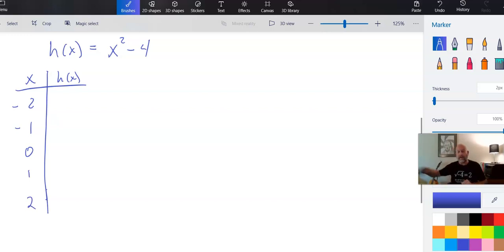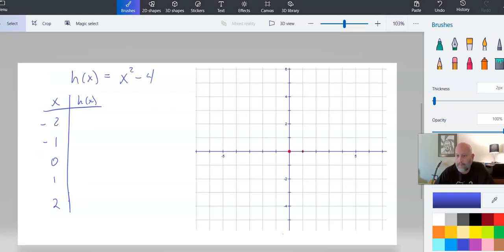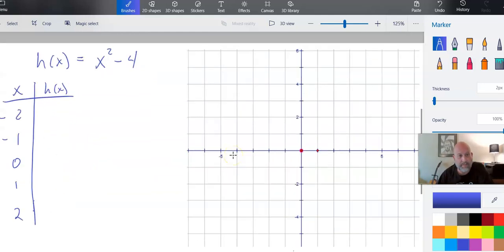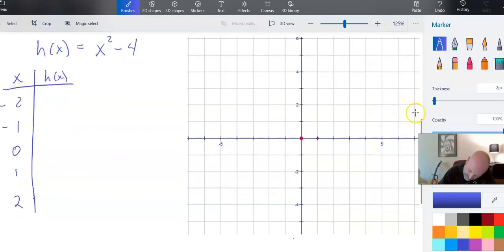Okay. Go ahead and pause it here and see if you can graph this guy. And then we'll take a look at it together. All right, so let's go ahead and take a look here. I've got the pen on, and let's make this a little bit bigger. There we go. That's better.